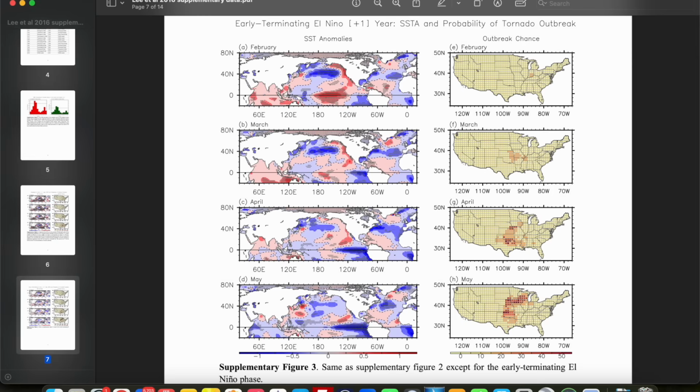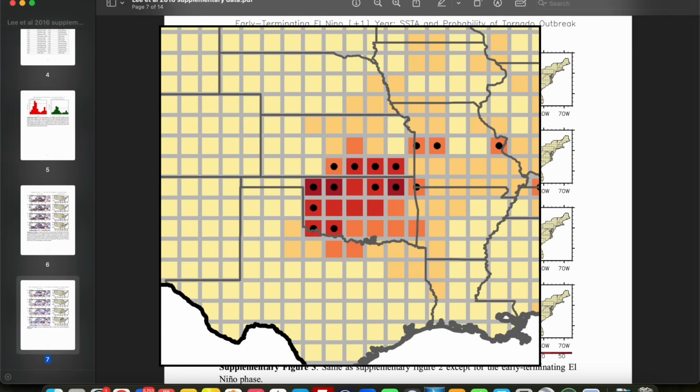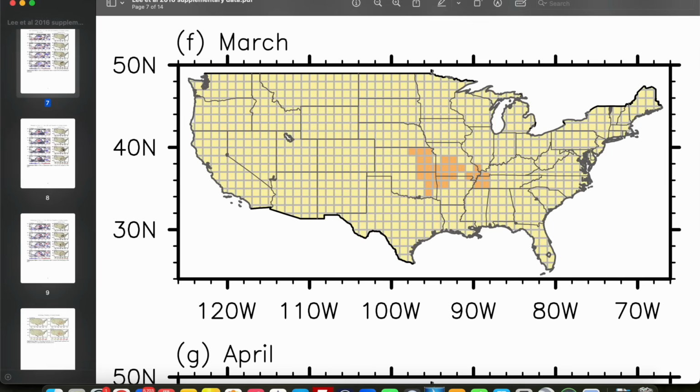On the right are gridded probabilities of tornado outbreaks for each month, February through May, in an early terminating El Niño period. The shaded regions represent areas with an elevated probability of seeing a tornado outbreak, with darker colors representing higher probabilities. Grid boxes with black dots indicate that those probabilities are statistically significant. In March, not much of note, maybe a slightly enhanced probability of tornado outbreaks from the eastern plains into the Ohio River Valley, but nothing statistically significant.